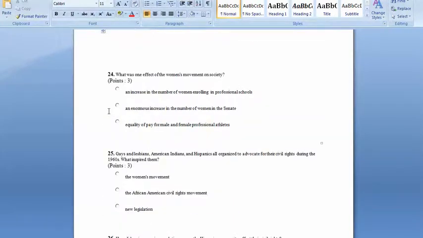Number 24, what was the effect of the women's movement on society? An increase in the number of women enrolling in professional schools, an enormous increase in the number of women in the Senate, or equality of pay for male and female professional athletes.